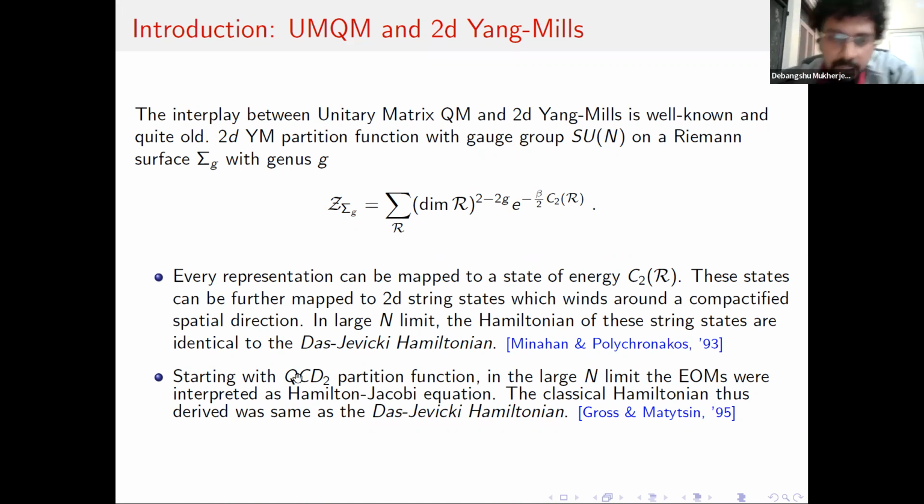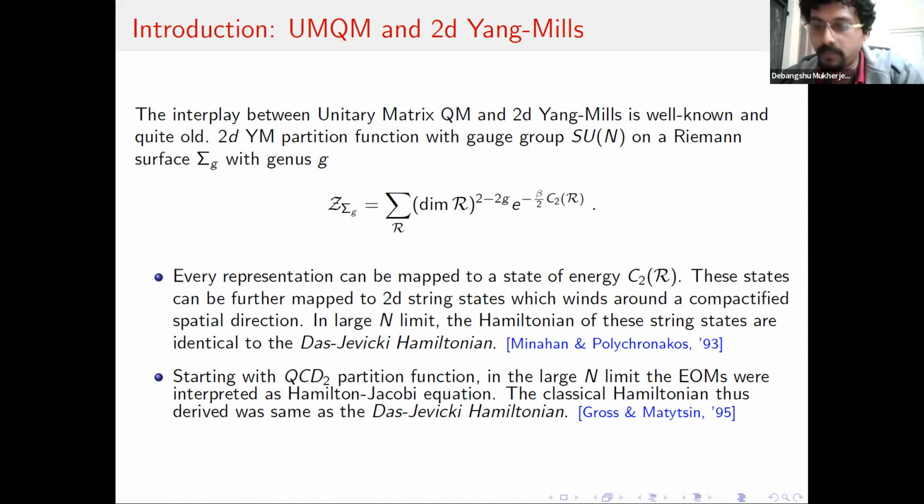The second example, which is also quite famous, is the work by Gross and Matytsin, where they studied QCD in 2D. They essentially studied a QCD2 partition function in the large N limit, and the saddle point equations they obtained in the large N limit, they interpreted as a Hamilton-Jacobi equation. What they essentially showed was that the classical Hamiltonian they derived also turned out to be the same as the Das-Jevicki Hamiltonian.